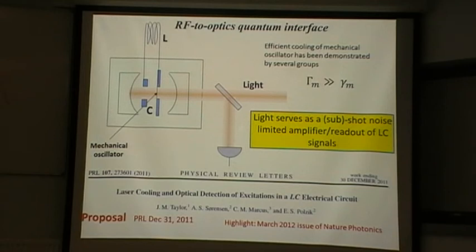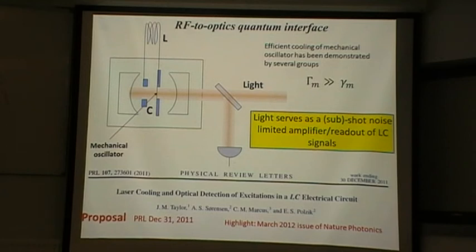Imagine I have this membrane. This membrane can be efficiently coupled to light, but at the same time it can be capacitively coupled to a capacitor. It's a dielectric. When it moves, it can change the capacitance of a capacitor. This capacitor can be part of an LC circuit. And if you can provide strong coupling between the LC and the mechanical motion, then with your light, which is a zero temperature device, you can read out electronic signals, you can even cool LC circuits, and do all the wonders that you're used to doing with other systems, with electronics possible.